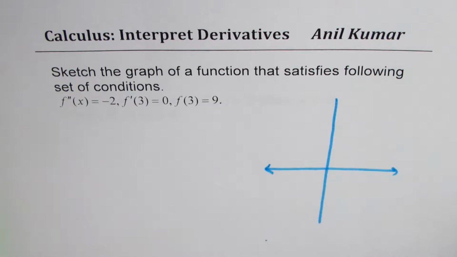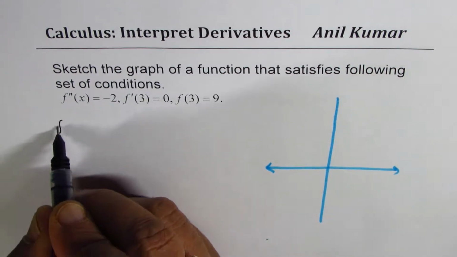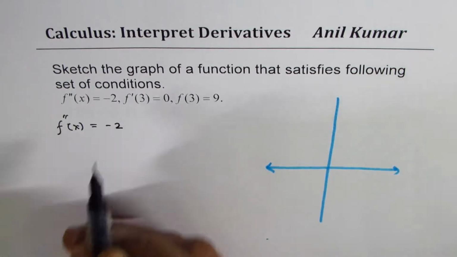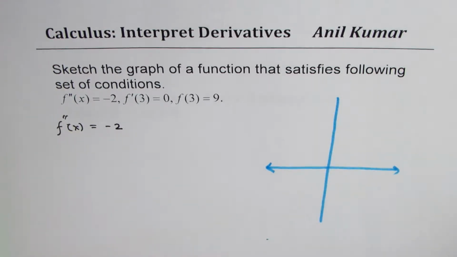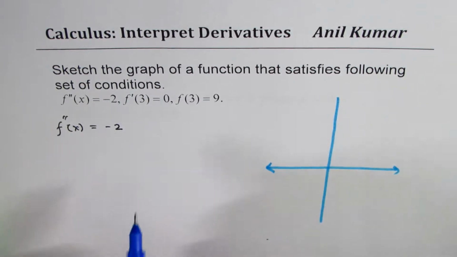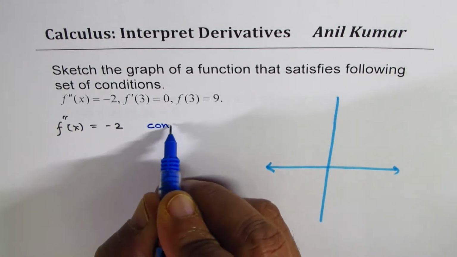Now, what information do we get from what is given to us? Let's see that first. We are given that the second derivative is -2. What does that mean? It means the function is concave down on its domain. It is negative, right? Second derivative is less than 0. So it's concave down.